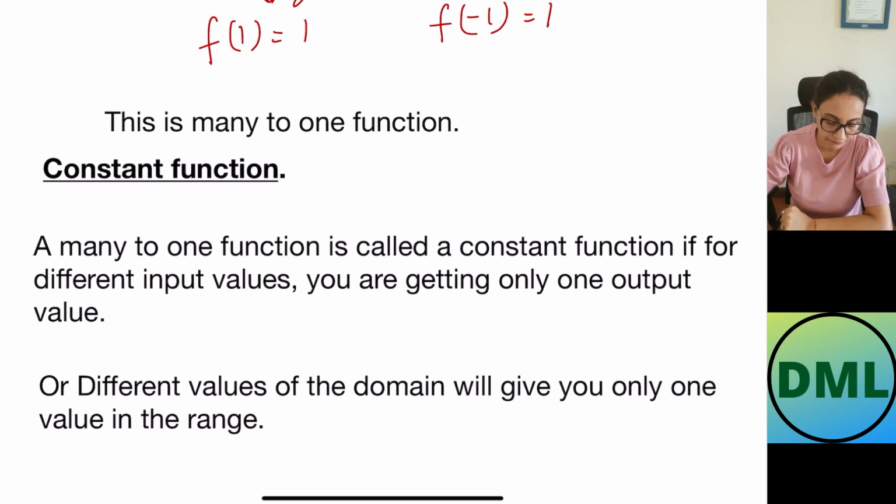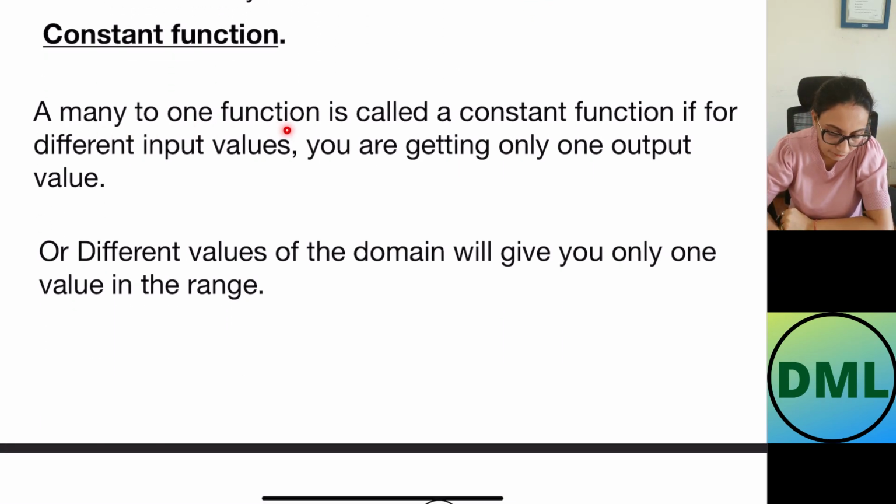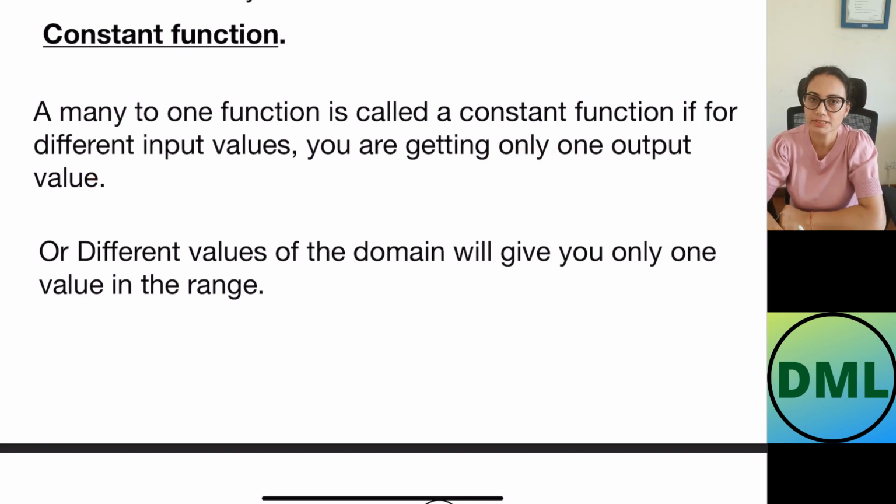Let's see the constant function now. A many-to-one function is called a constant function if for different input values you are getting only one output value. What is the meaning of that? The meaning is different values of the domain will give you only one value in the range.